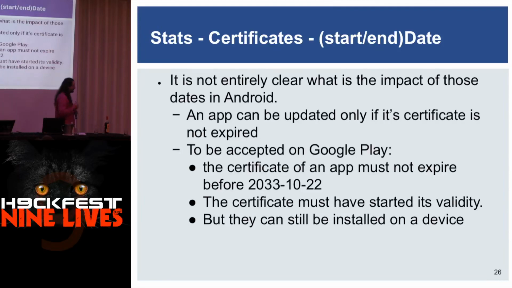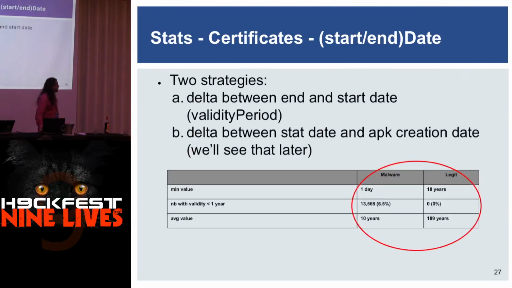But for Android, the actual system doesn't care at all about the date. Google Play cares about the date, but the system doesn't. So you can have a certificate that is already expired. You'll be able to install the application on your phone or your device, but you won't be able to make it to the store. There's a bunch of rules to be accepted to the Play Store, but they don't matter for a malware creator, so they don't necessarily follow them. I guess they should, but they don't. The certificate of an app must not expire before sometime in 2023, and the certificate must have started its validity period when you push the application. But they can still be installed on a device if you don't go through that process.